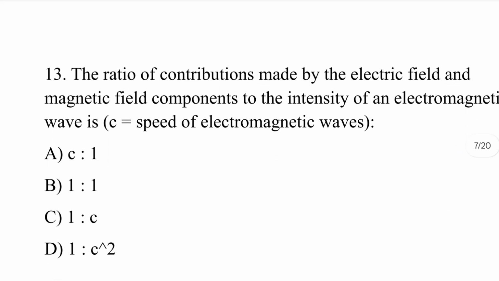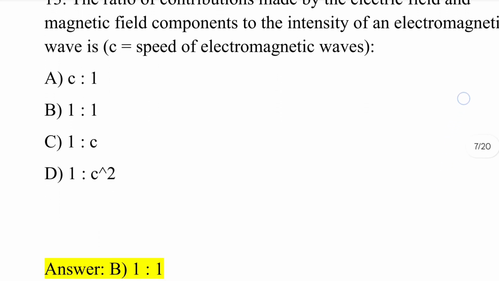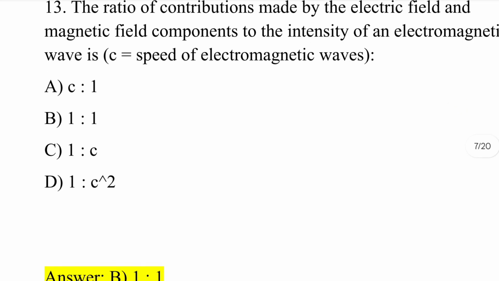13th question. The ratio of contributions made by the electric field and magnetic field components to the intensity of an electromagnetic wave is: C is equal to the speed of electromagnetic waves. Option A C:1, option B 1:1, option C 1:C, option D 1:C⁴. The correct answer is option B 1:1.